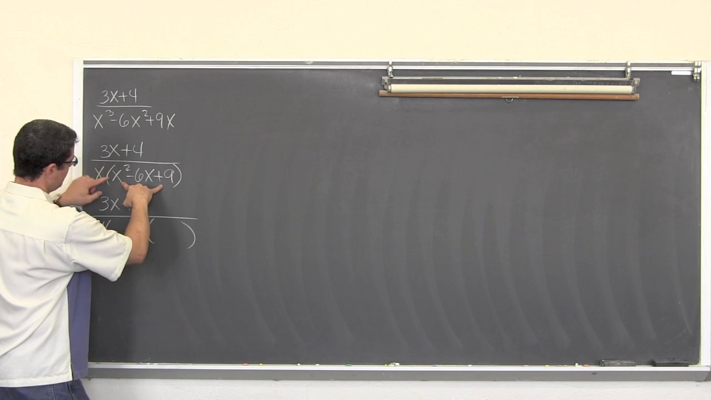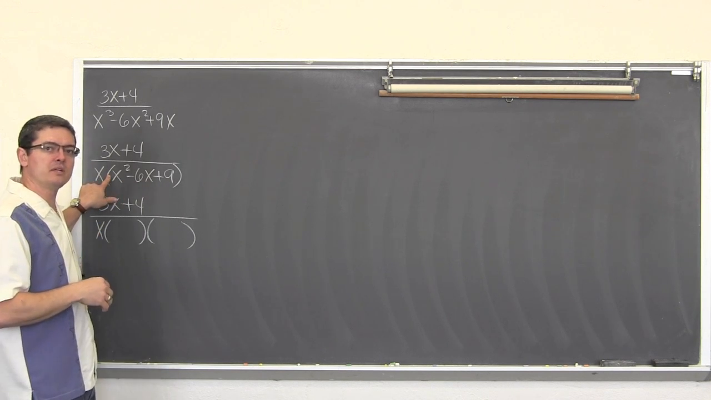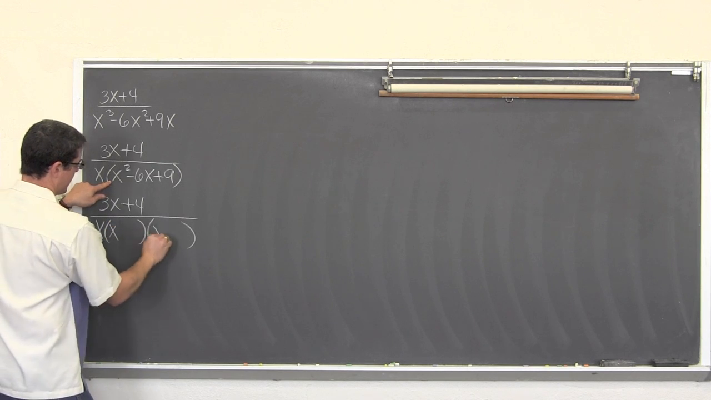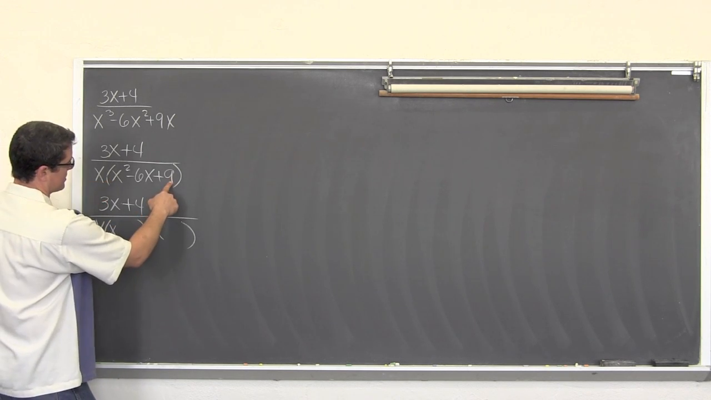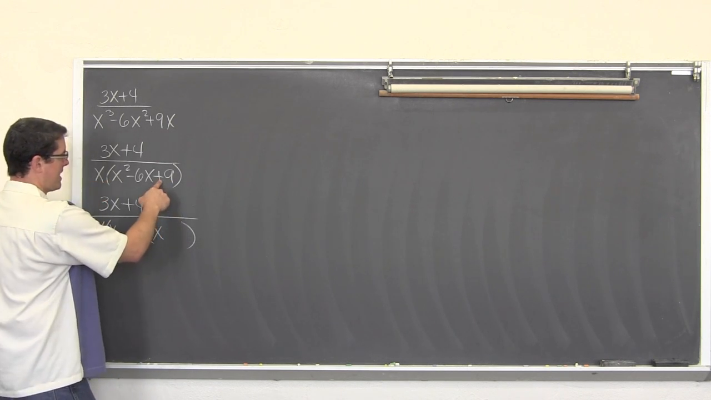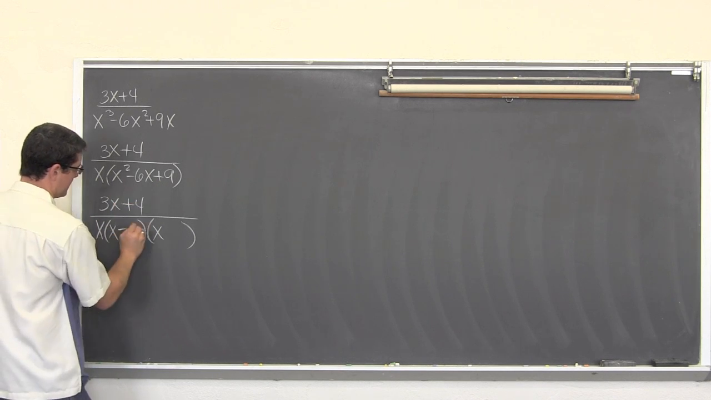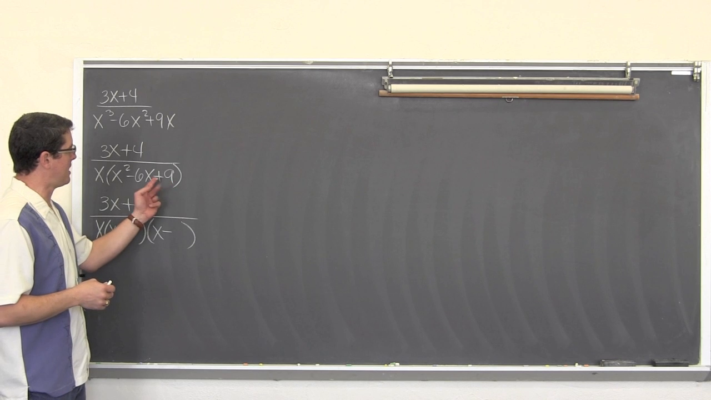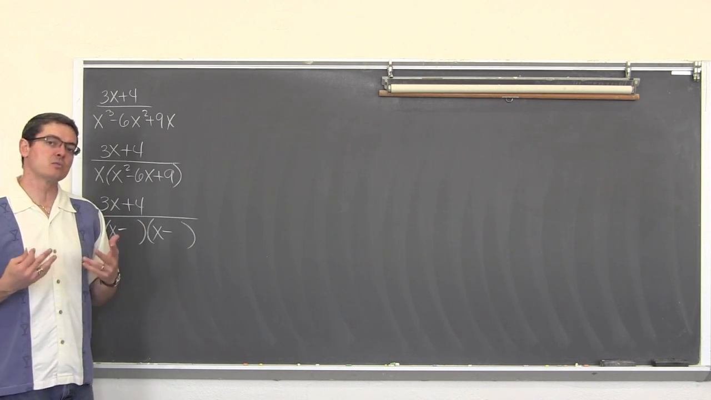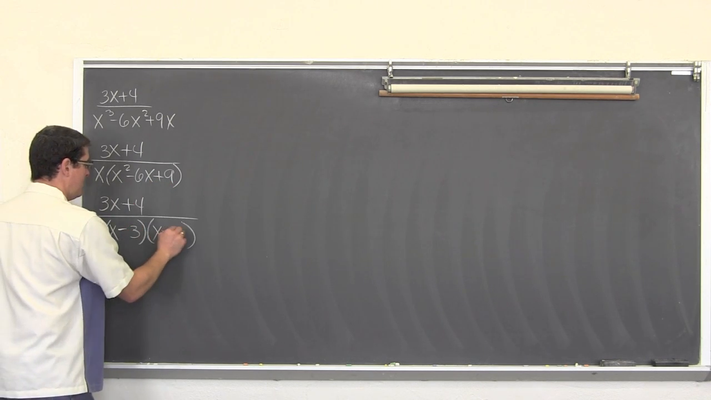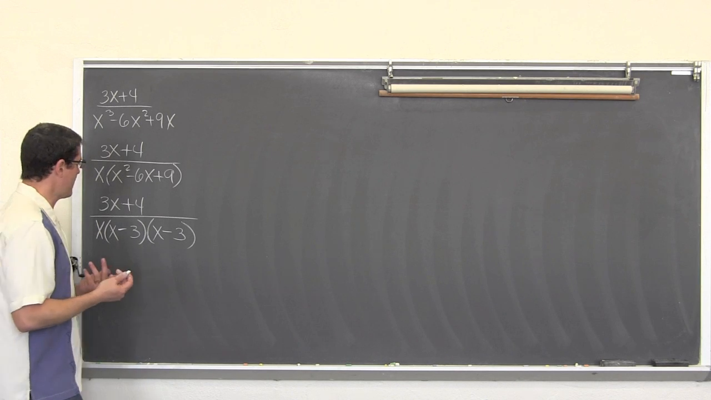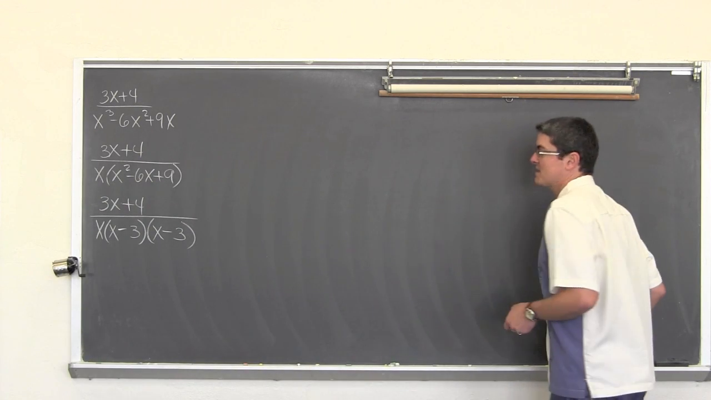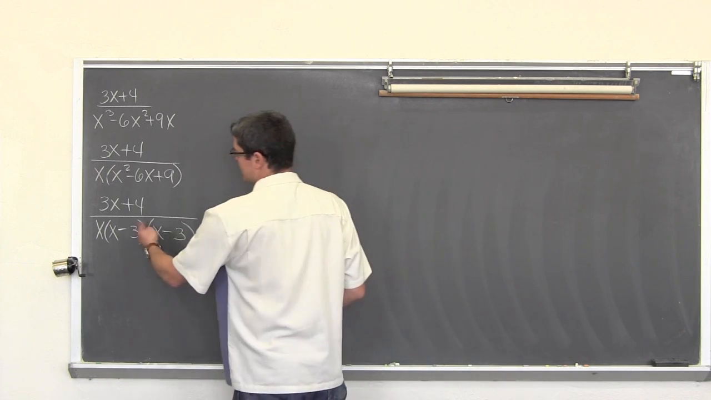And this trinomial has a leading coefficient of 1, so it shouldn't be too terribly bad to factor. Factors of the first term go in the first 2 blanks, and then factors of the last term go in the last 2 blanks. So my last sign is positive, and my middle sign is negative. So I'm going to have 2 negatives in my 2 factors. And what factors of 9 add to be 6, or negative 6? Well, they both need to be negative 3. So what we basically have is x times x minus 3 times x minus 3.